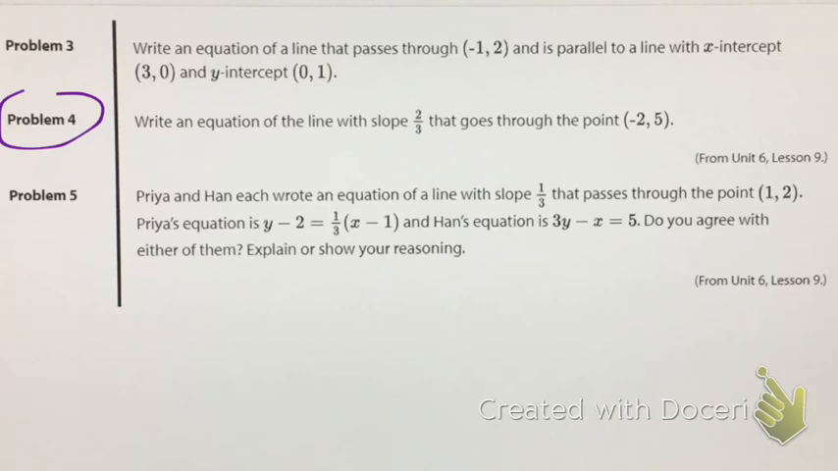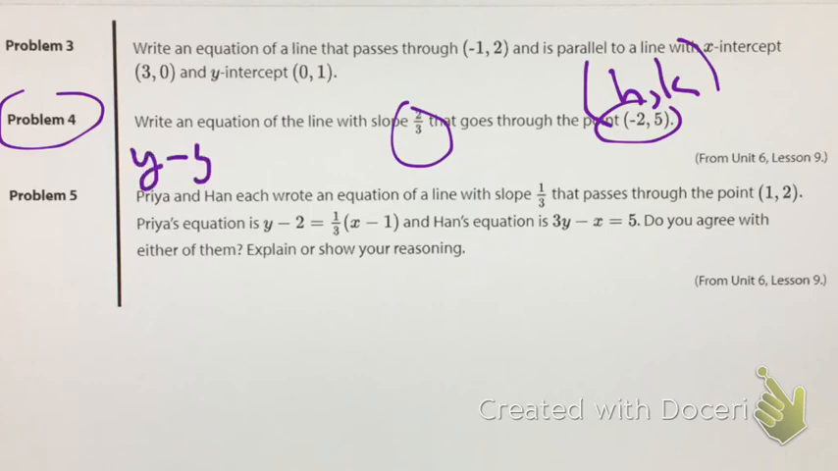So number 4 now. We got an equation of a line. There's the slope, they gave it to us. It goes through this point. Let's just go right at it. That's my h, that's my k. Know your equations, folks. Know your format. So that's going to be y minus 5 equals slope, 2/3, times x minus, nope, x plus, because it's x minus 2.